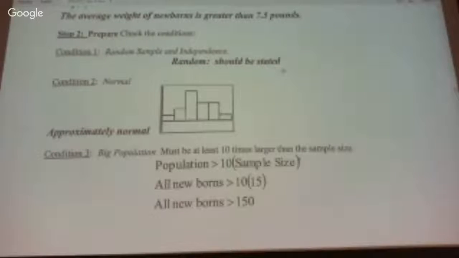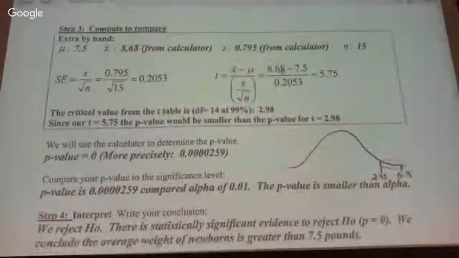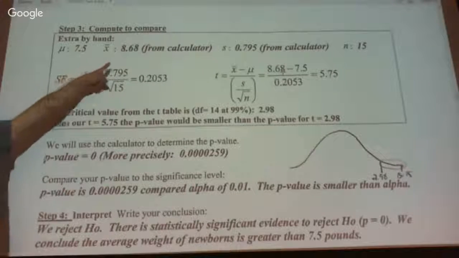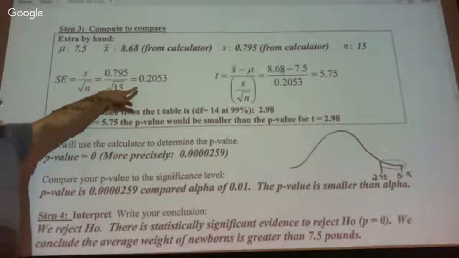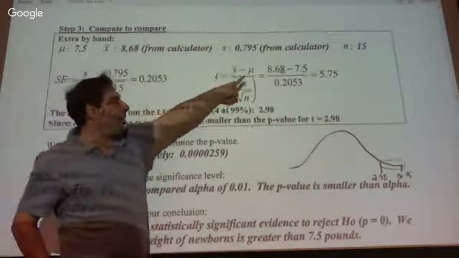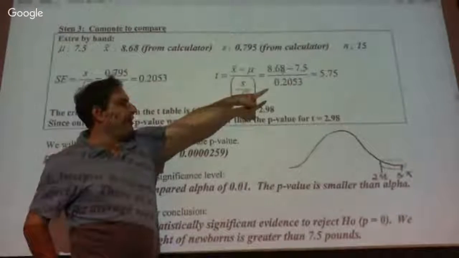Now, just like before, you got to find your SE and you got to find your T. So here's the work. Formula is a little different, but to find your SE, remember we got the X bar and the S from the calculator. You do the standard deviation divided by square root of n, that's your SE. X bar minus mu divided by your SE, that's 5.75.